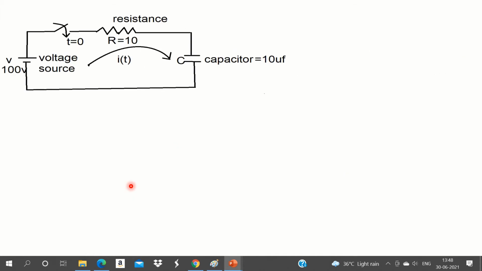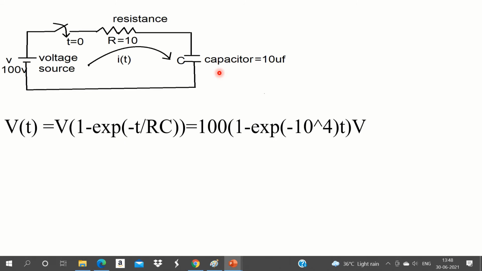We will analyze a simple problem. Here a 100 volt source is there, a 10 ohm resistor, and a 10 microfarad capacitor. So what is the voltage expression? The voltage expression is V of 1 minus exponential of minus t by RC. You know R and C, just substitute them and you get this expression. The current expression is V by R, 100 by 10, which is 10 amperes. At the moment of 0 plus instant, 10 amperes current is there. It will decay exponentially with time.